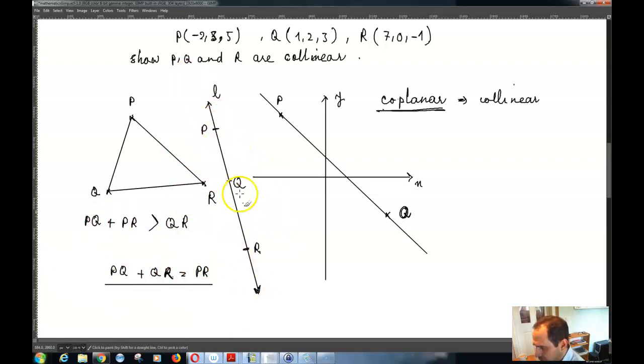And of course, the converse of this is true, meaning that if three lines are collinear, then this equation applies to those 3 points. And if this equation applies to 3 points, then the points are going to be collinear. That's something that probably you could prove.